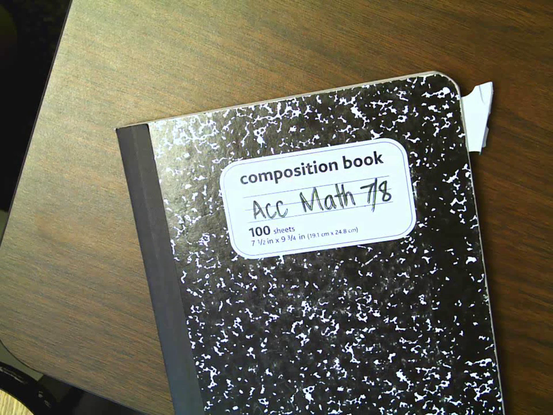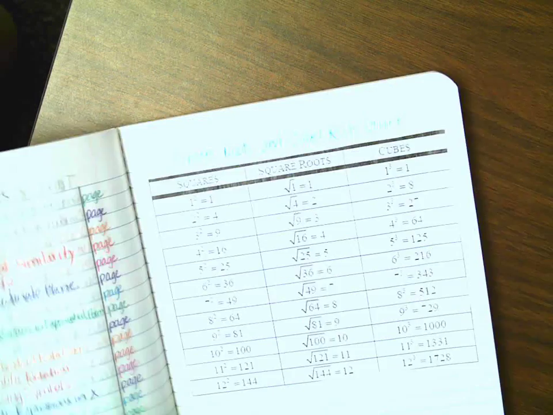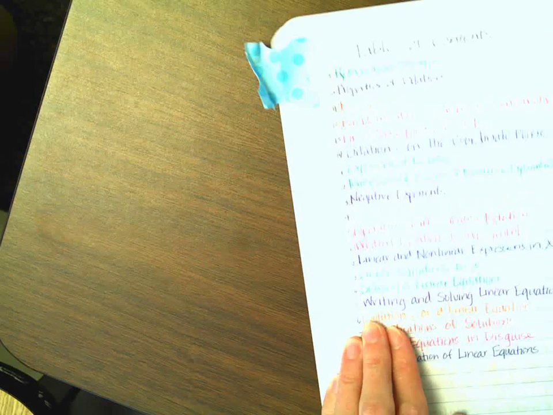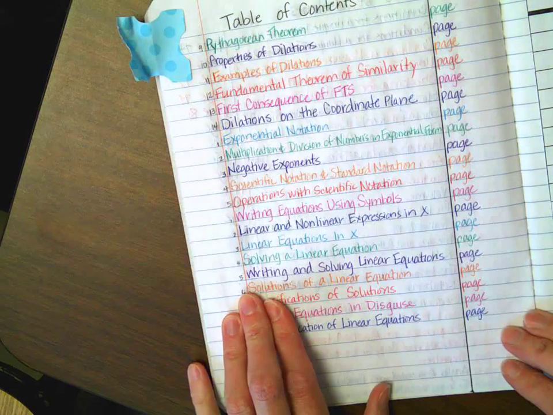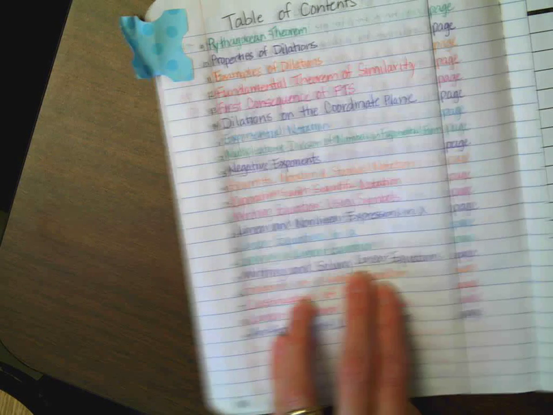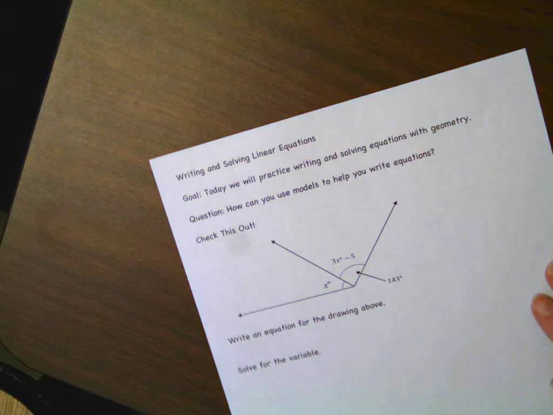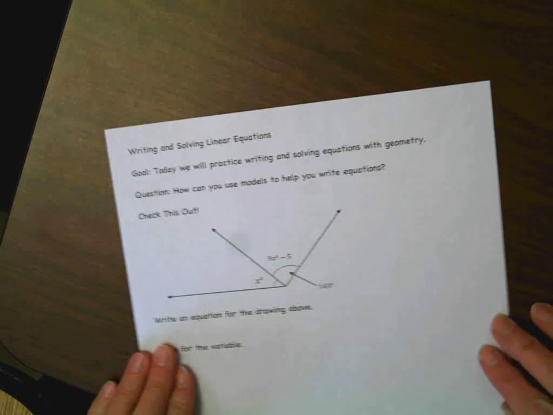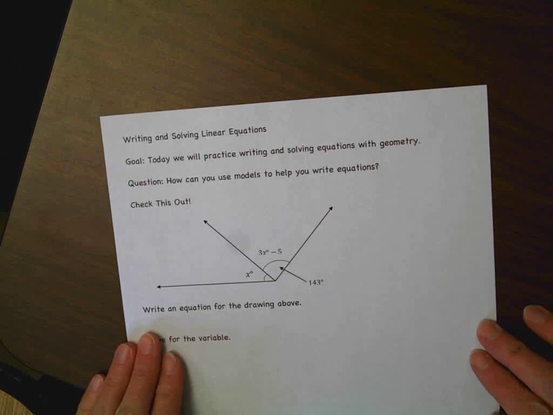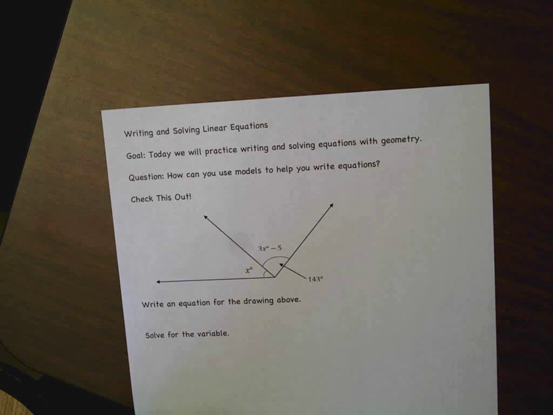Grade 7-8 math students. We are working in Module 14, Lesson 5, which is called Writing and Solving Linear Equations. So let's take a look at this. The goal for today: we will practice writing and solving equations with geometry.